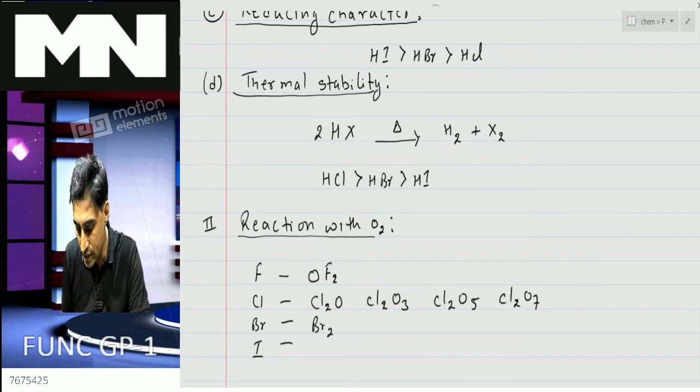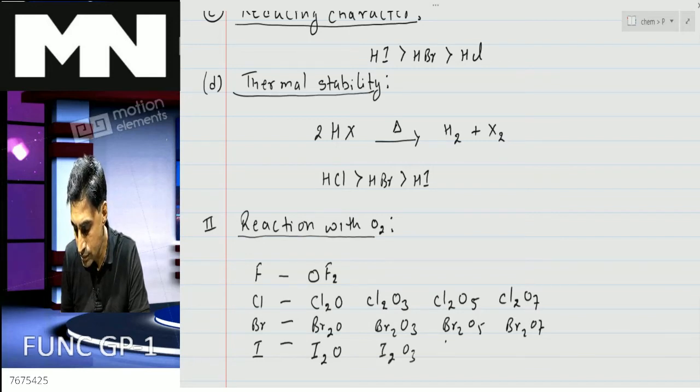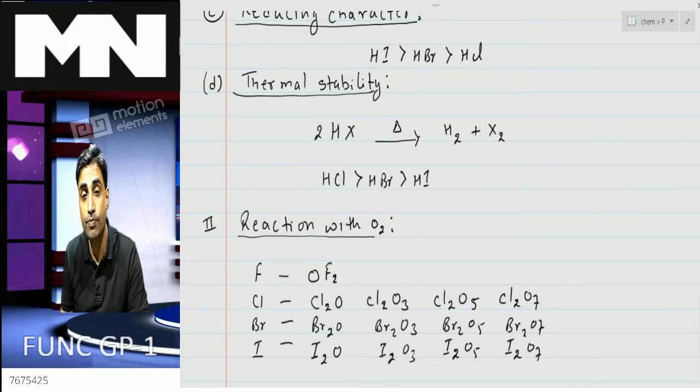Same goes for bromine also. You will have Br2O, Br2O3, Br2O5 and Br2O7. Likewise, I2O, I2O3, I2O5 and I2O7 type compound.